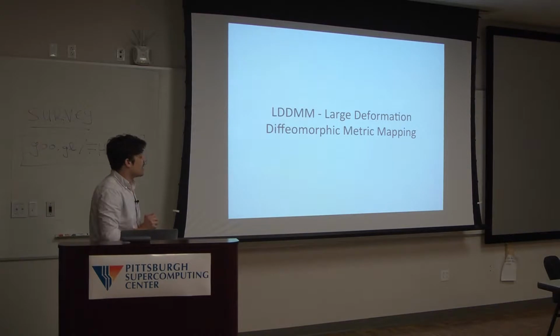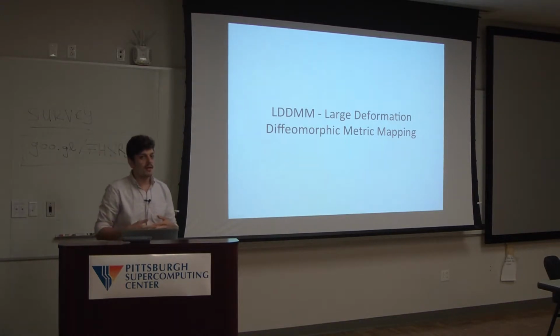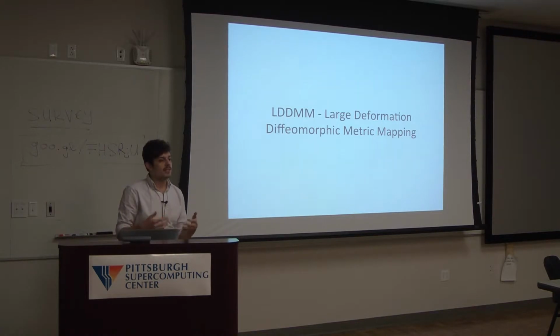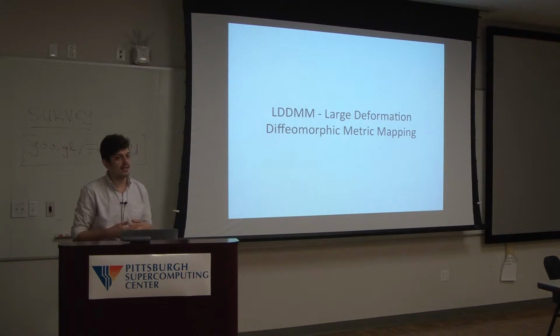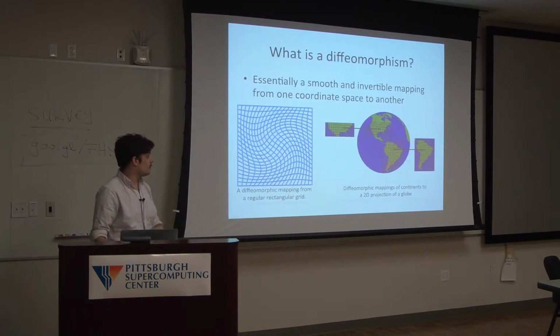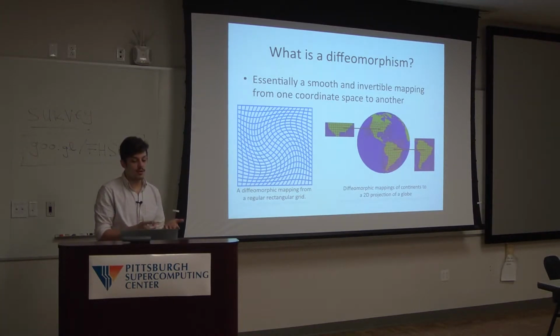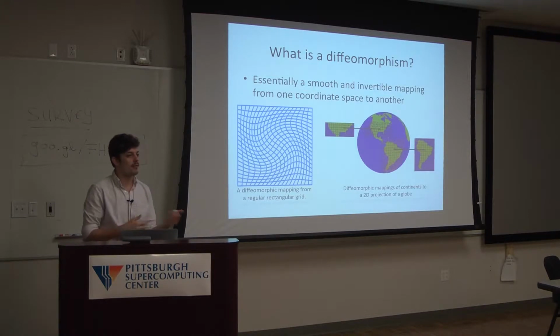This is a method that was originally used to study spaces of shapes with MRI segmentations, such as looking at how the shapes of different brains are related. And so first of all, what is a diffeomorphism? This is a smooth and invertible mapping from one coordinate space to another.